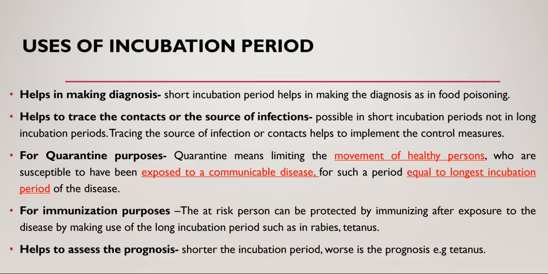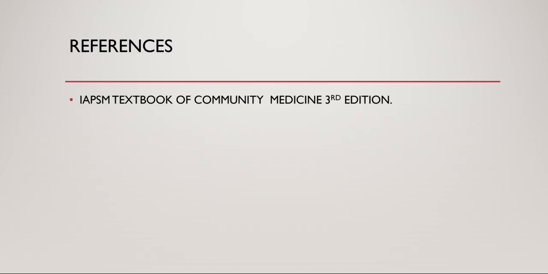For immunization purposes, the at-risk person can be protected by immunizing after the exposure to disease, making use of the long incubation period, such as in rabies and tetanus. It also helps in assessing the prognosis. Shorter the incubation period, worse will be the prognosis. An example is tetanus. Here are my references.